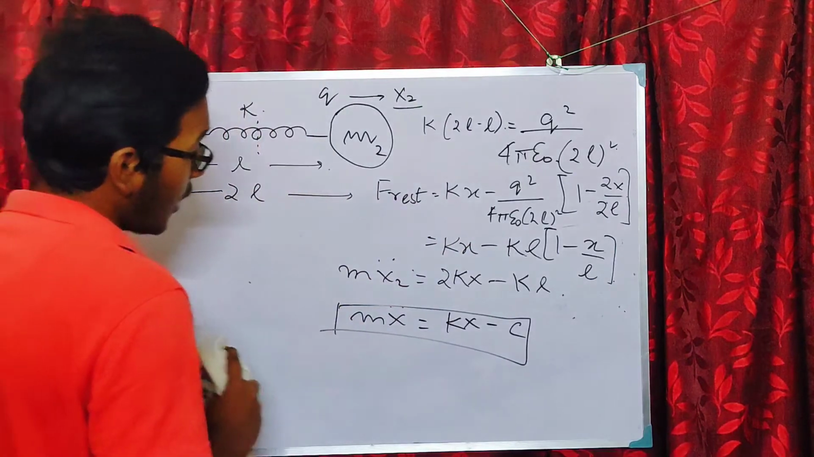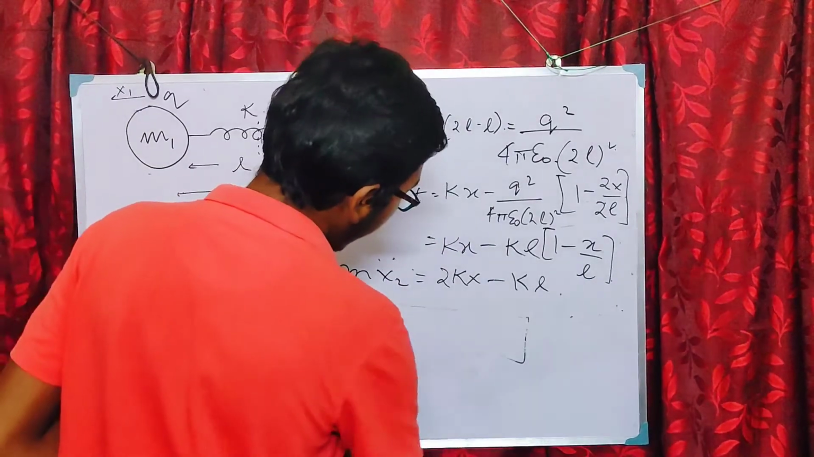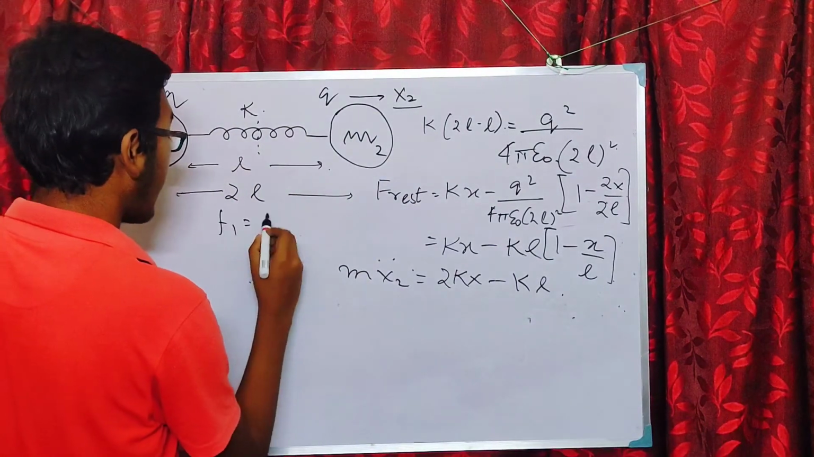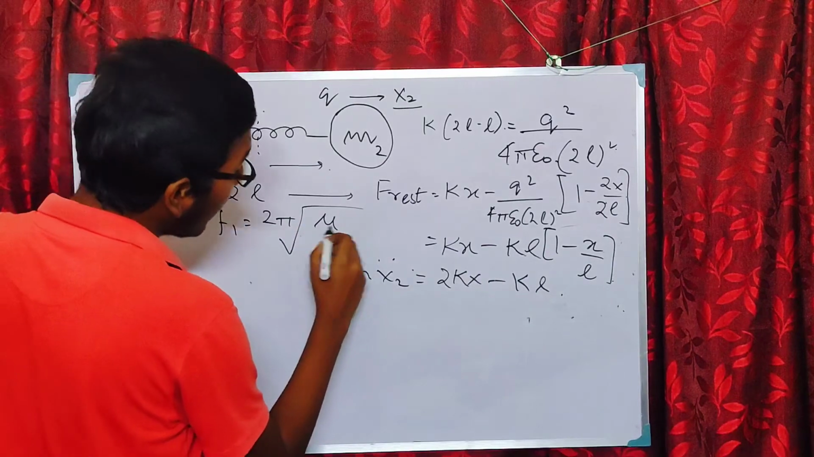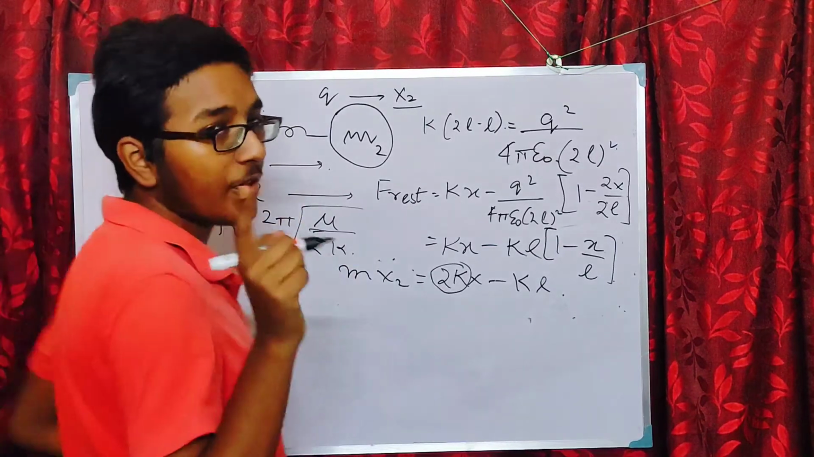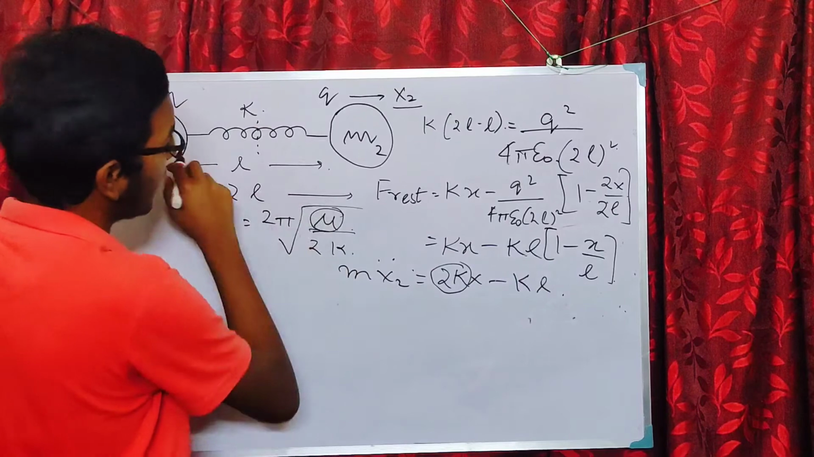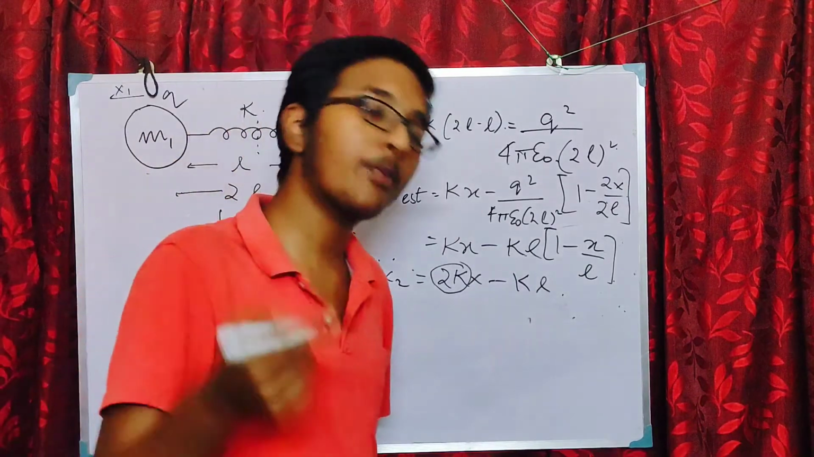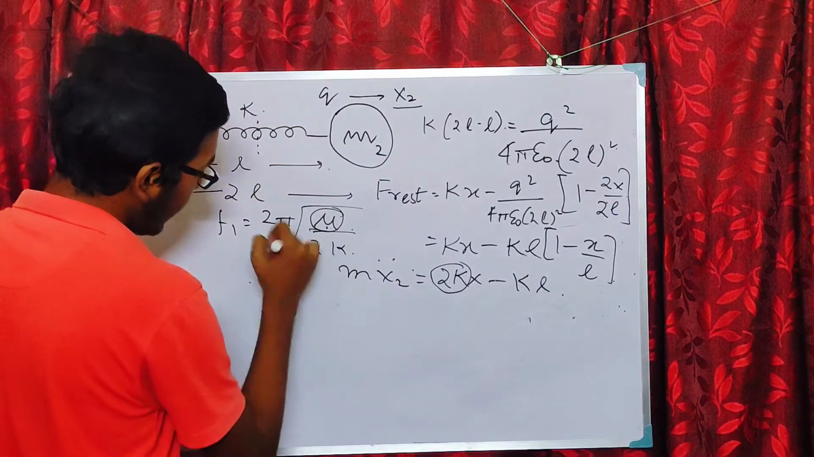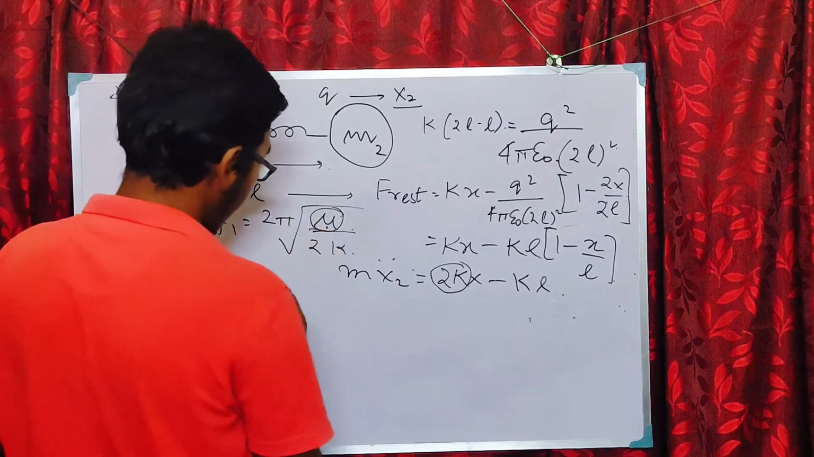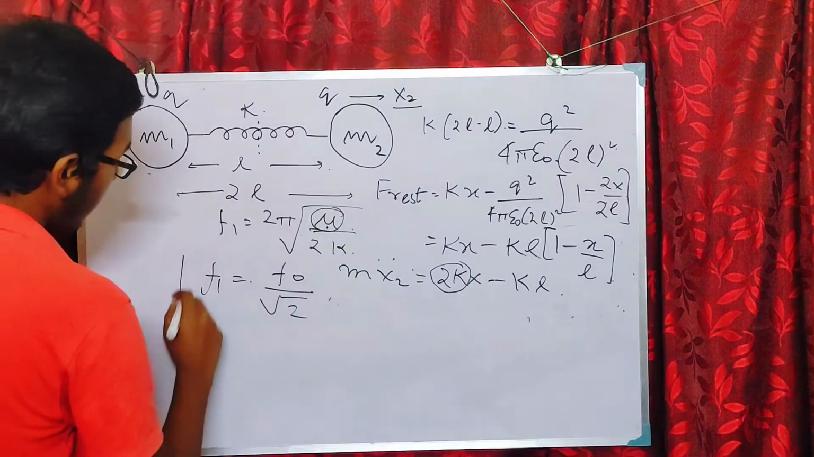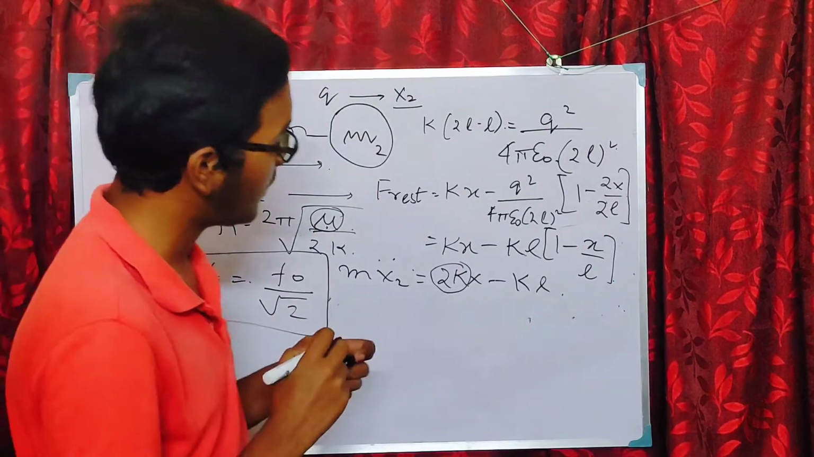So what can we write? Directly we can write the frequency f1. It is 2 pi root under mu by k, and what is k here? 2k. In the first part of the video I explained why this mu comes and not m1 or m2. You follow the same procedure here and you will land up at mu. So f1 will be f0 divided by root 2. This is the answer of the problem.